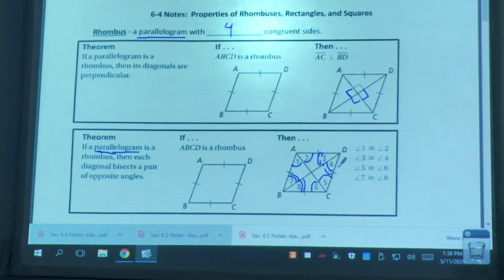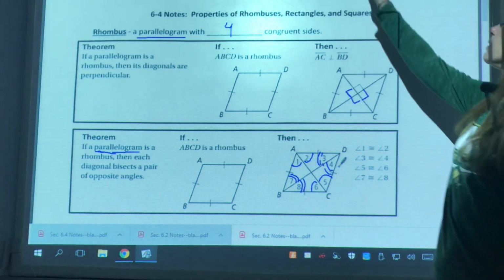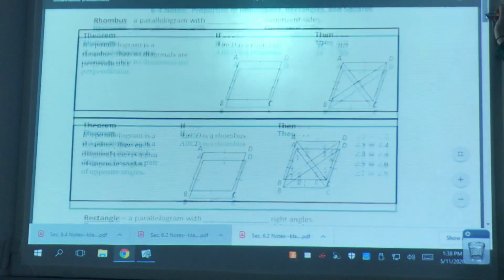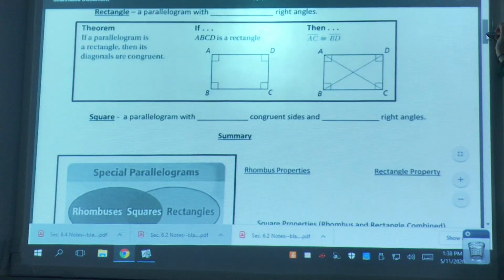So let me let you see that. I'm going to go and get that cleared and move up, and we'll look at the next thing about a rectangle.